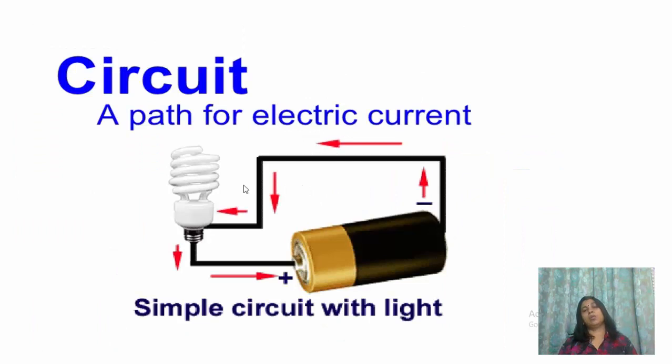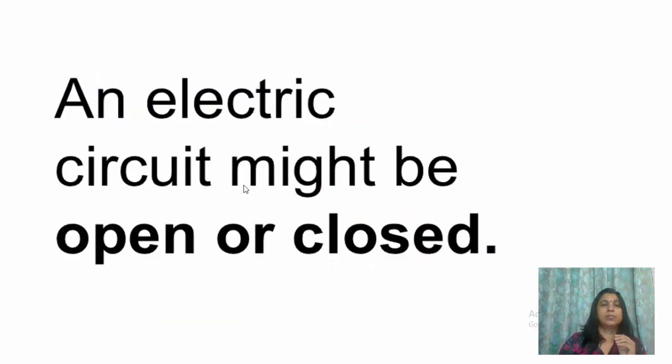Now comes circuit. What is a circuit? A circuit is actually a path for electric current. Path for electric current means it comprises a conductor, switch, and source of electric energy, and it provides a continuous path for the flow of current. You can see this simple circuit with light. You must have studied it in your class 6.